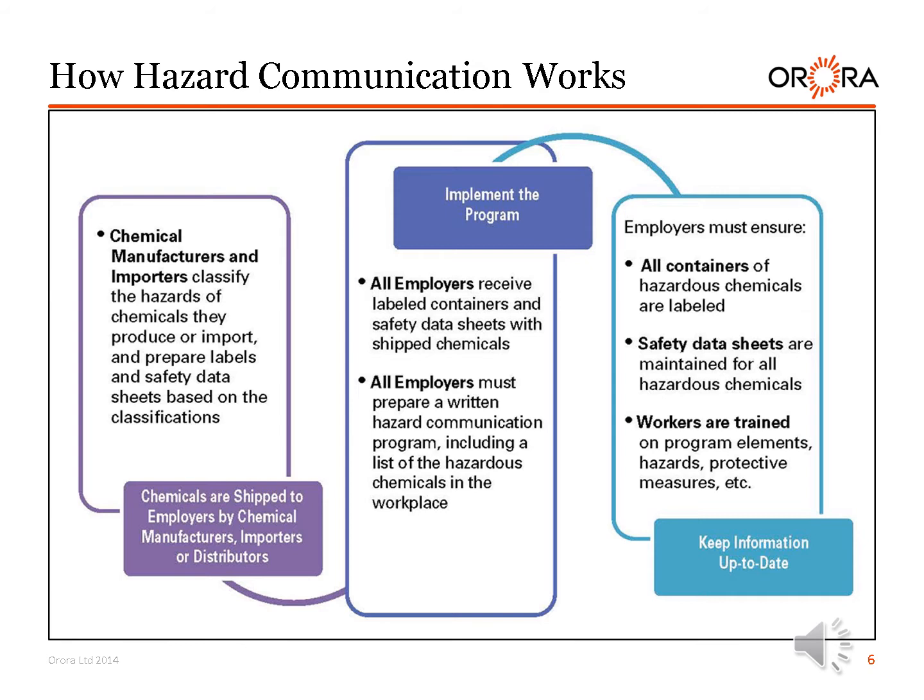Next step is to implement the program. Employers must ensure all containers of hazardous chemicals are labeled. Safety data sheets are maintained for all hazardous chemicals. Workers are trained on program elements, hazards, and protective measures, etc. Information must be kept up to date.